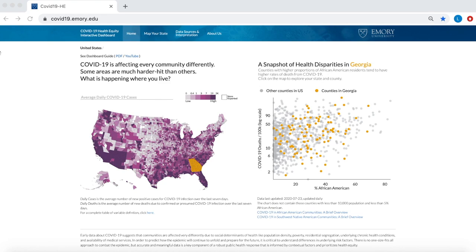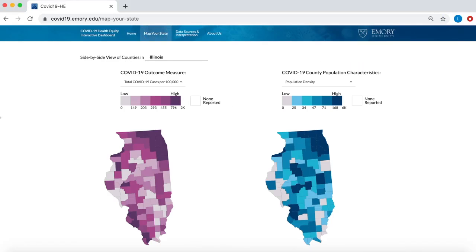Looking at county comparisons on the COVID-19 Health Equity Dashboard, we can find some clear visual representations of COVID-19 case rates in different population density areas. To start visualizing, click on the tab Map Your State. By selecting a state and next selecting Cases under COVID Outcomes, and finally selecting Population Density in County Population Characteristics, you can map side by side these relationships in a state of your choosing.